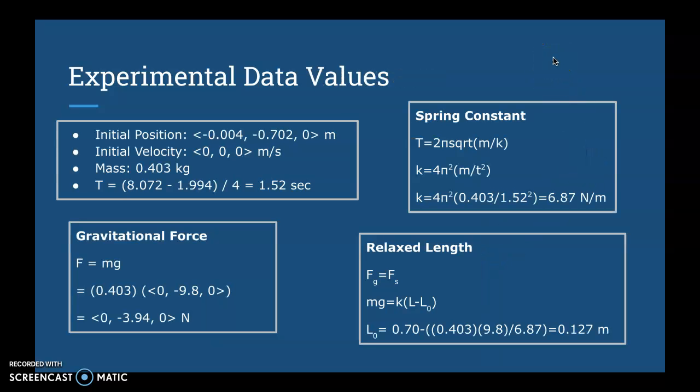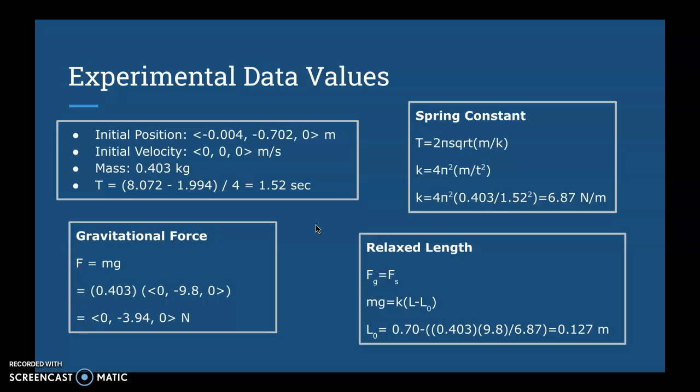From this Tracker software, we got some data values which can be seen as the initial position, initial velocity, mass, and the period. The mass and the period are two very important values that we should identify. For the gravitational force, we see that force is equal to mass times gravity, and there are no other forces other than gravity in this situation. So therefore, we do 0.403 times the vector <0, -9.8, 0>, and get the resultant to be <0, -3.940, 0> newtons.